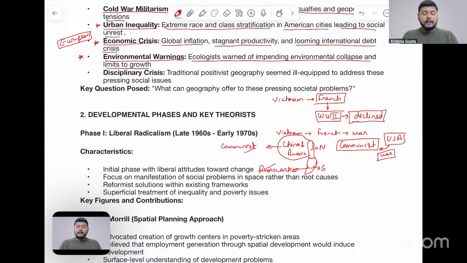If we see the time period of the limits to growth, it is almost around 1972, which was given by the Club of Rome. There was also a certain disciplinary crisis, like traditional positivist geography seemed ill-equipped to address these pressing social issues.